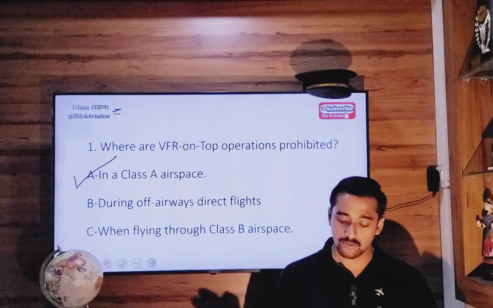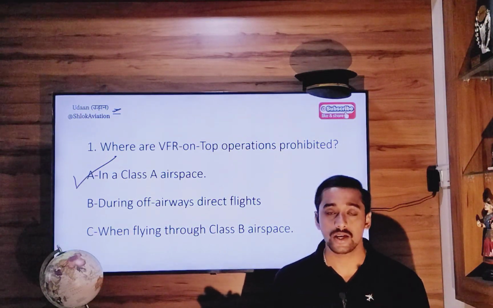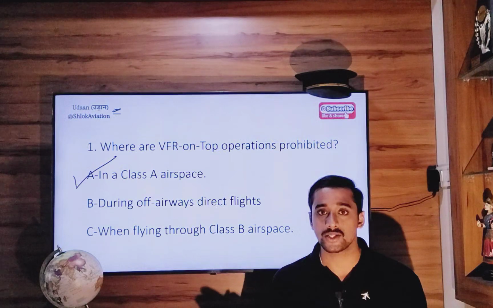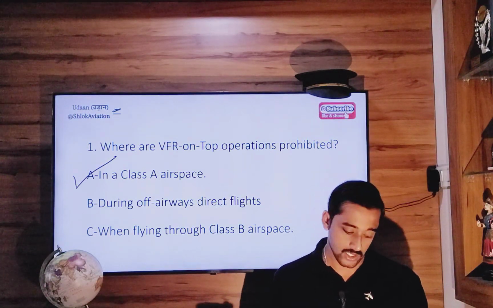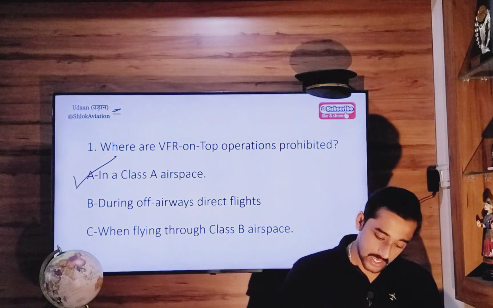When flying through Class B airspace, Class B, Class C airspaces are also controlled airspaces. Nevertheless, VFR on top clearances are granted in those airspaces. But in Class A airspace, no VFR on top. Okay.